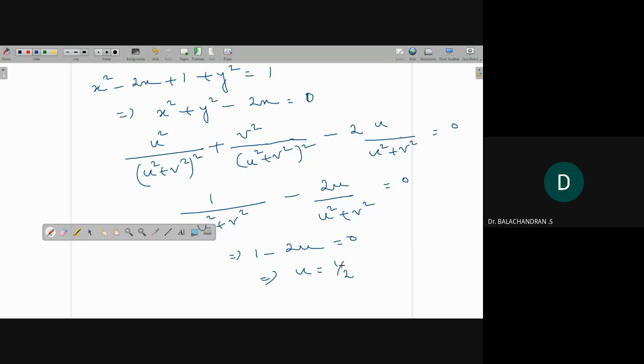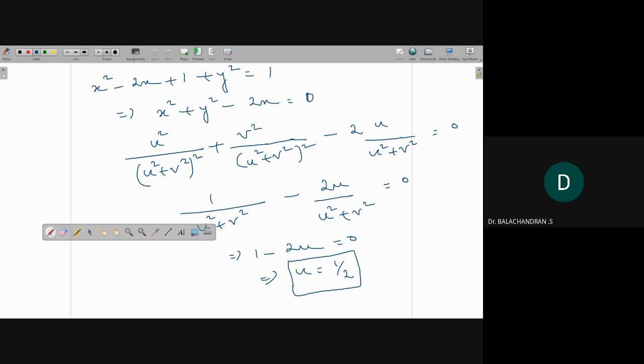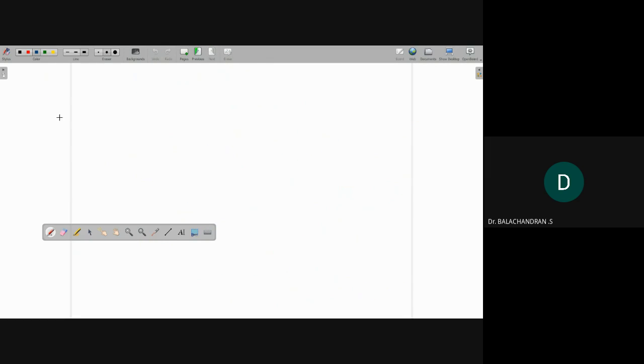So u equal to 1 by 2. So this is the image of the circle. What is a circle? This is a circle. If you want to draw the diagram, you can draw the diagram also.